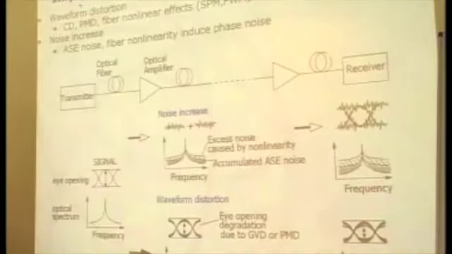Fiber nonlinear effects also induce another kind of noise, that is, induced phase noise. It looks like an increase of noise, an excess noise increase other than the ASE noise accumulation. So we call this the fiber nonlinearity induced phase noise. We will briefly review these kinds of impairments in Chapter 7 for the design of the system.